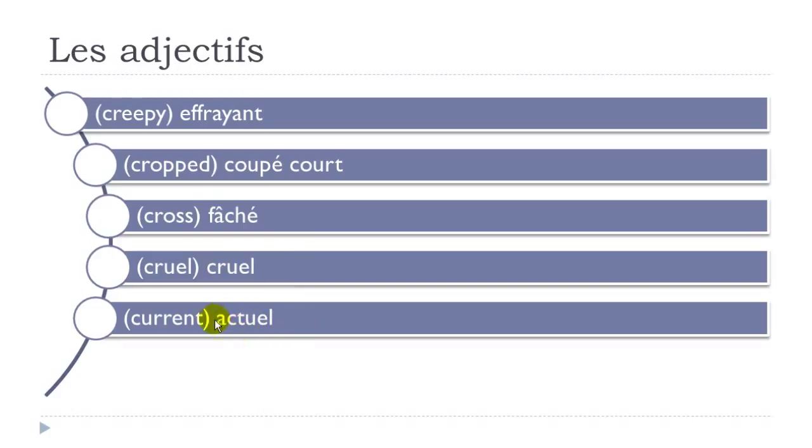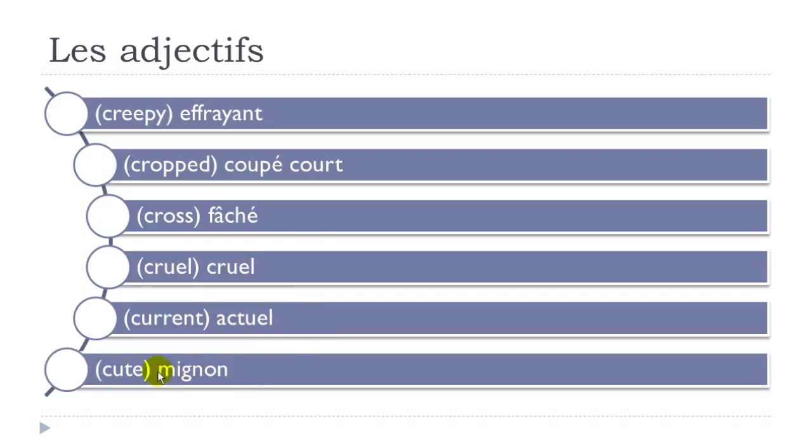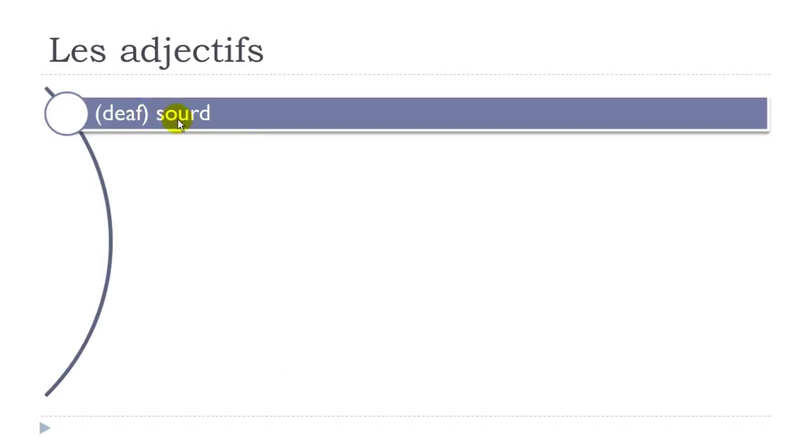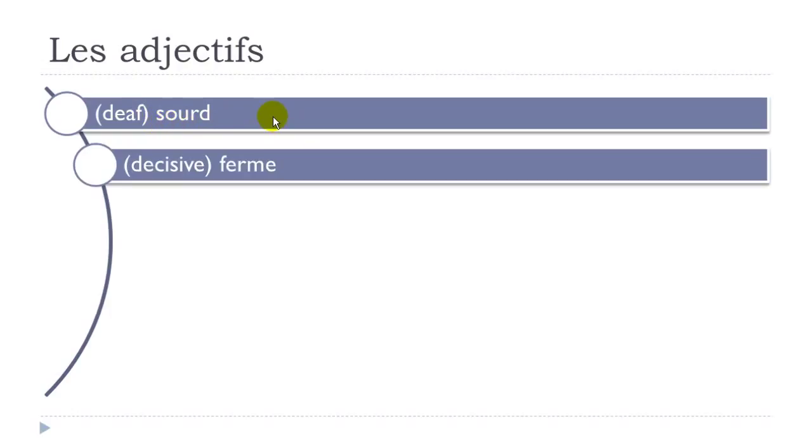Actuel, actuel. Mignon, okay, here in that case, G-N-O-N, gnon, mignon. Sourd, final D not pronounced, O-U together, ou sourd. Ferme. Okay, final not pronounced. Ferme.